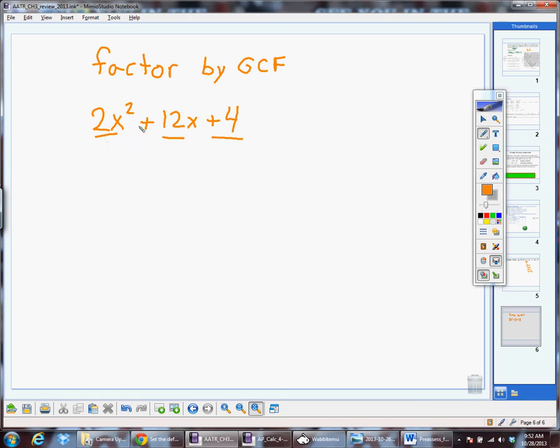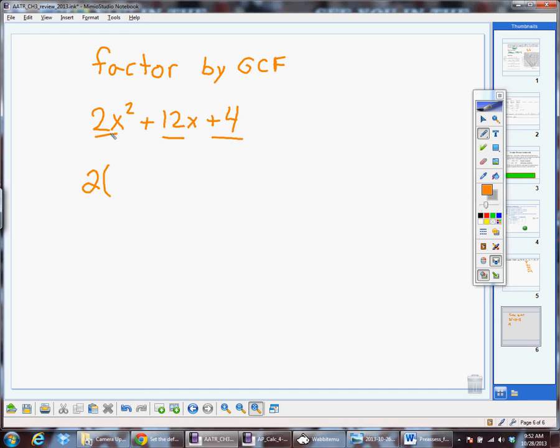So what goes into 2? Well, only 2 and 1. What goes into 12? Well, lots of things. A 1, a 12, a 2, a 6, and a 3, and a 4. And what goes into 4? Well, just a 1, a 2, and a 4. So if you listed all those factors, the greatest number that is common to all three is the number 2. So I'm going to pull out that 2, and I'm just going to write what's left.